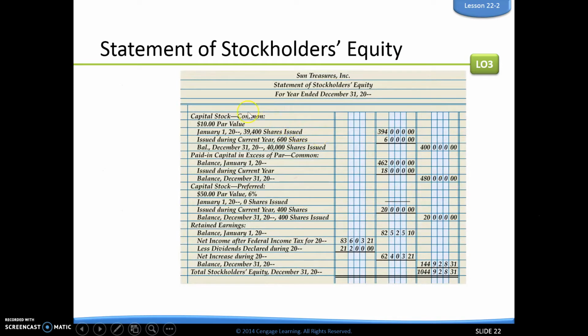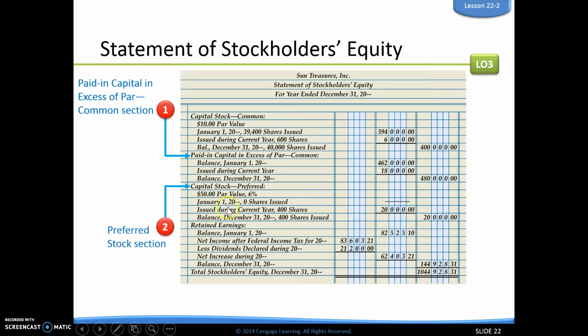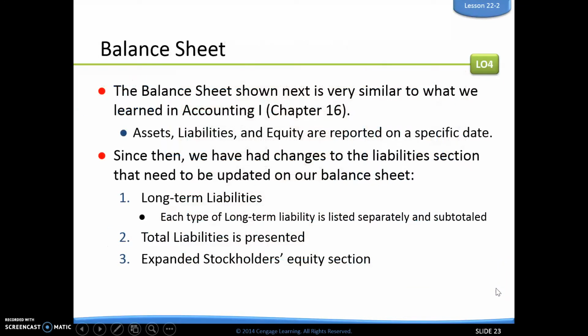So here is our capital stock common, paid in excess of par. This is our first new section. Capital stock, that's our second new section. And then, of course, retained earnings was one that we already had. But again, your book will be very helpful as you continue to go through this chapter to reference, because there are lots of specific titles that need to go here in order to make a correct financial statement.